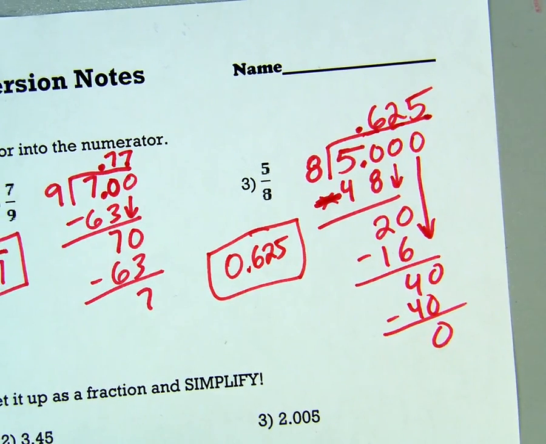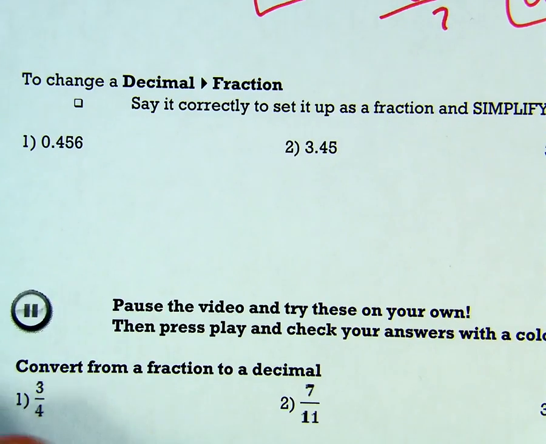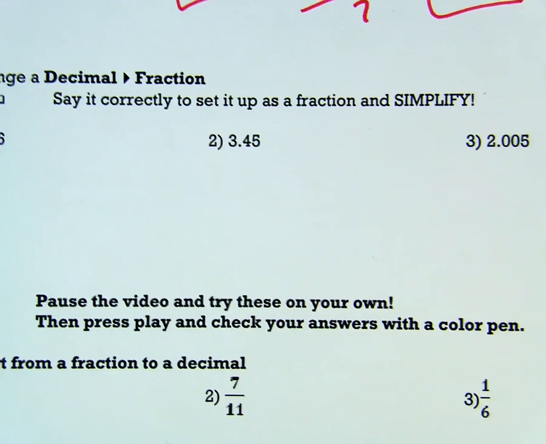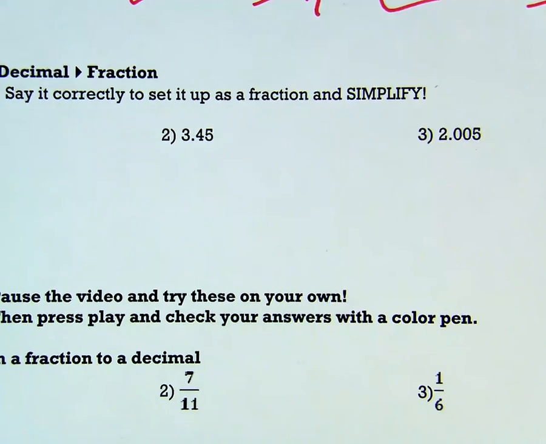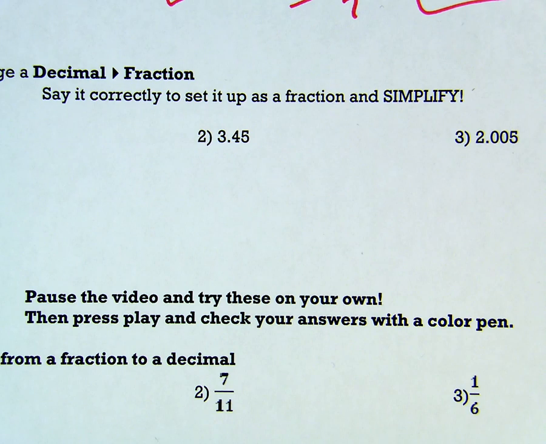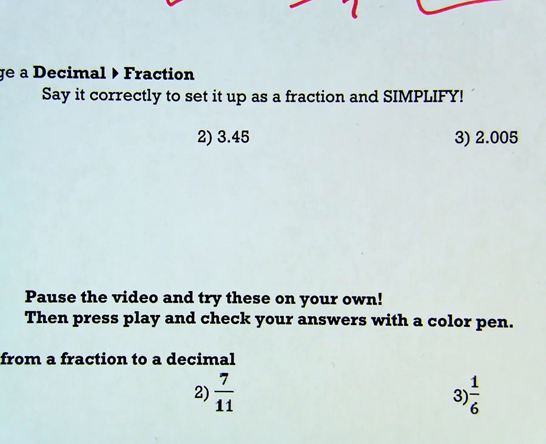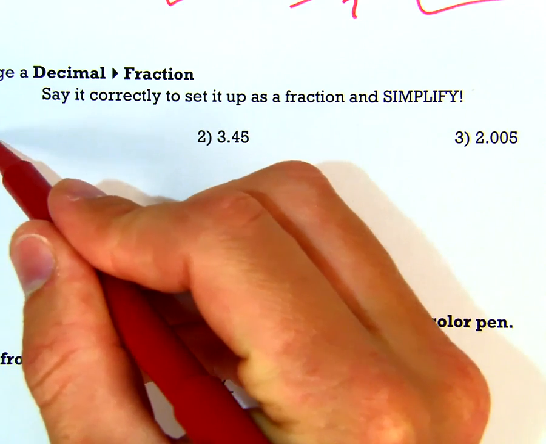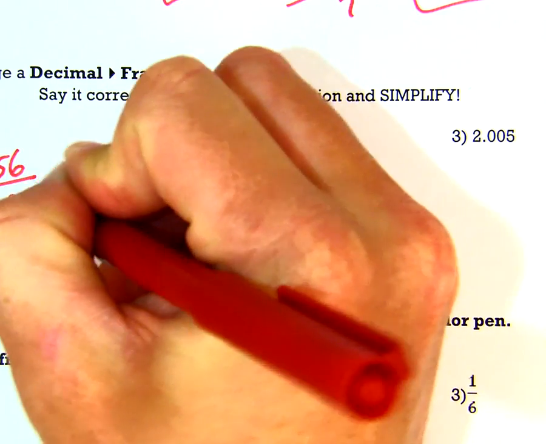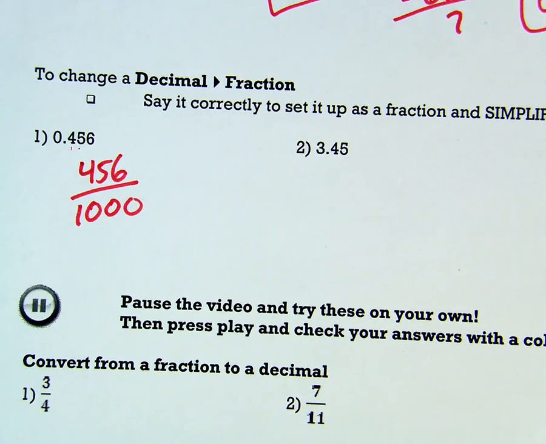Okay. Alright, next we're going to try the opposite. Instead of going from a fraction to a decimal, we're going to go from a decimal to a fraction. The way to do this is to say it correctly to set it up as a fraction, and then we're going to simplify. So when I say 0.456, that's not how I say it. I actually say it 456 thousandths, because we have our tenths place, hundredths place, thousandths place. So my 456 goes in the numerator, my 1,000 goes in my denominator.